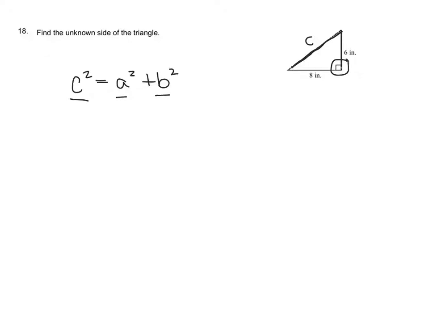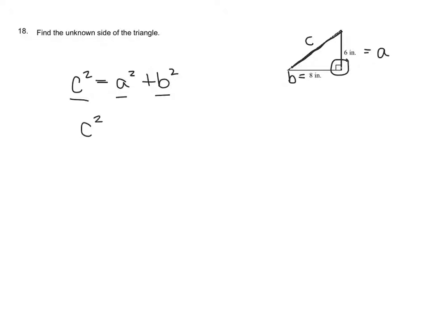A and B represent the values of the legs of the triangle, and these can be interchangeable. So 6 can be either A or B, it doesn't matter as long as it's a leg, which it is. And the legs of a triangle are the sides that aren't the hypotenuse. So we're just going to label 6 as A and 8 as B. Now we'll take these values, plug them into Pythagorean theorem, and solve for C.